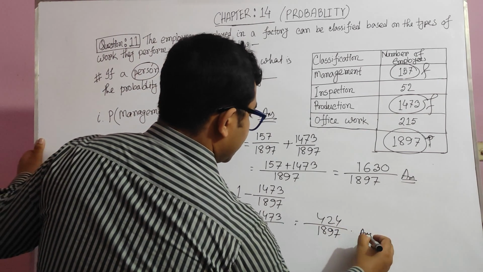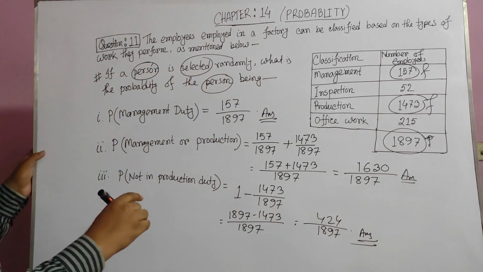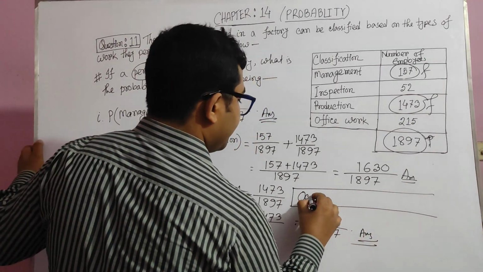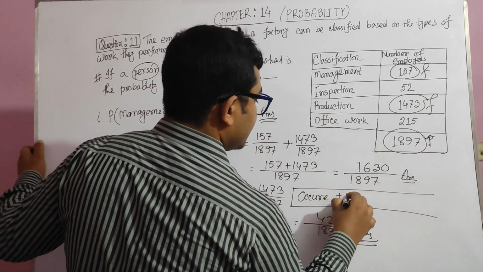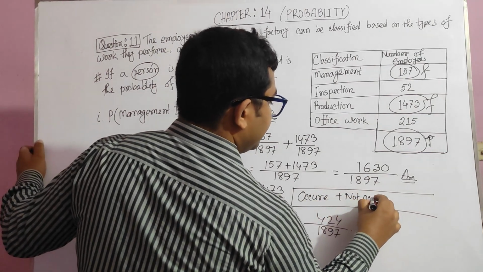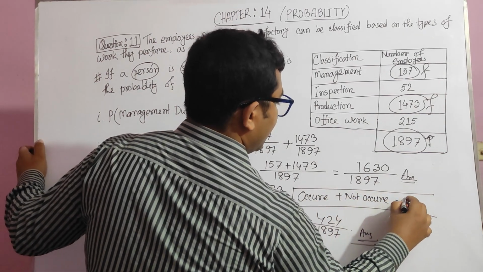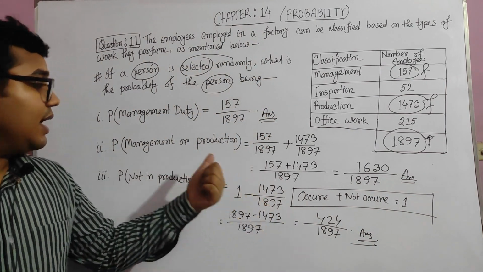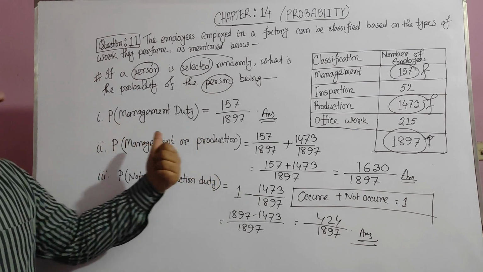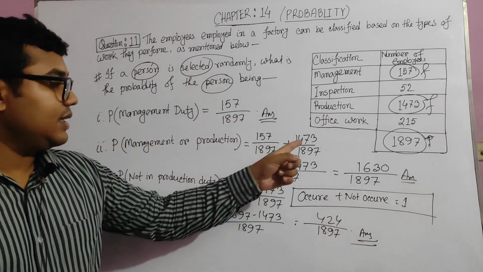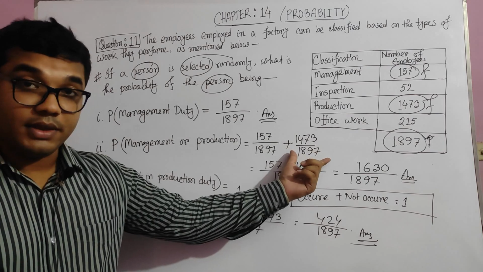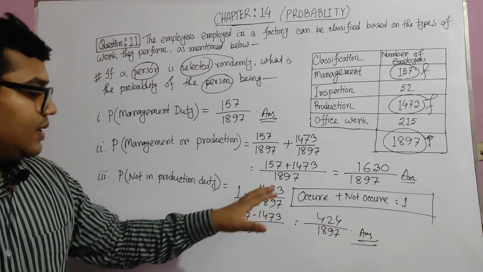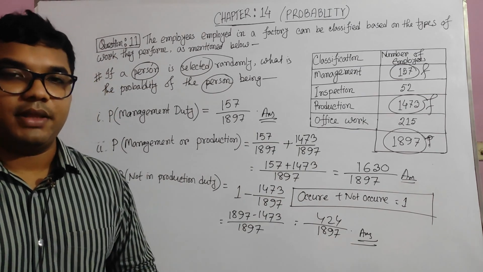That is the answer. Here we have used a formula: occur plus not occur equals 1. Our occur, the probability of finding a production duty officer, was this, and here we are talking about not, that's why it is 1 minus this. That is how we can solve these types of math. Thank you.